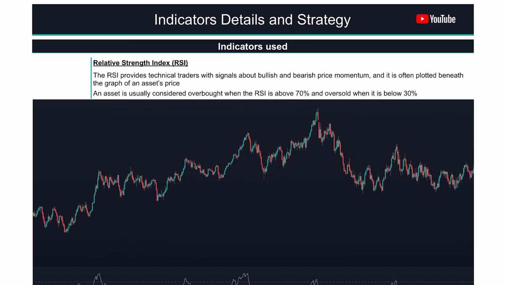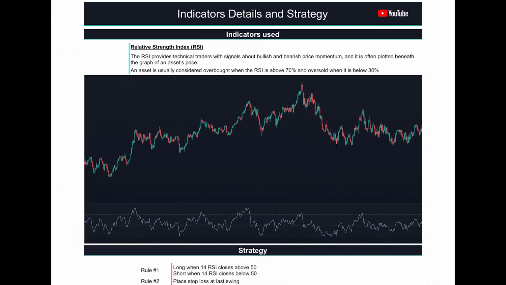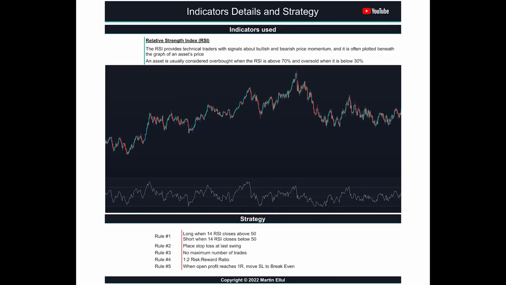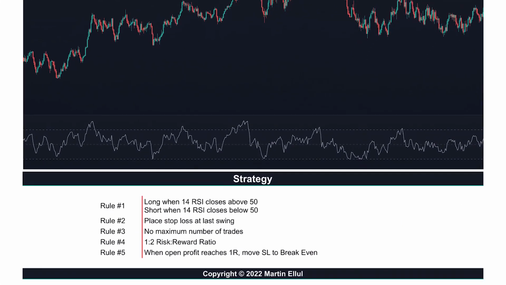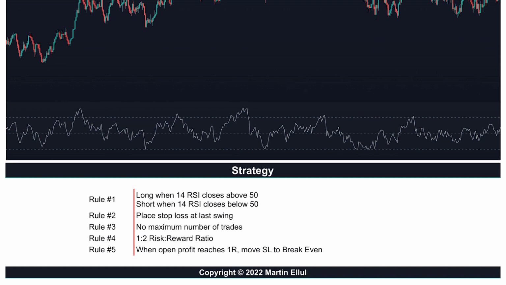So this backtest is based on the daily time frame on euro dollar with a rolling stop loss. So here's the strategy. It's very simple. We go long when the 14 RSI closes above the 50 line, and we go short when the 14 RSI closes below the 50. We place the stop loss at the last swing.